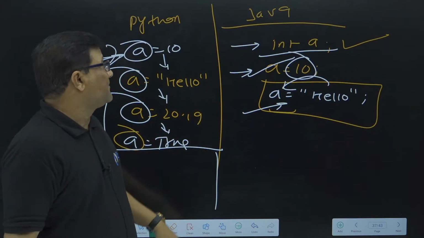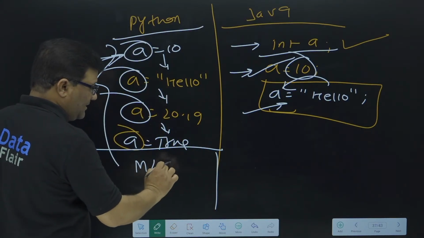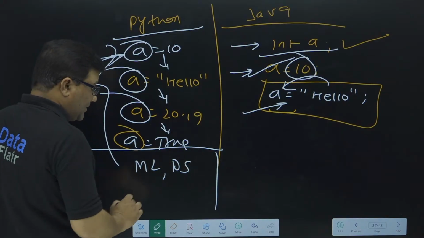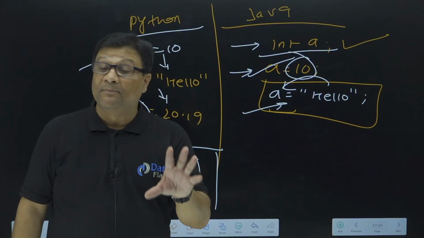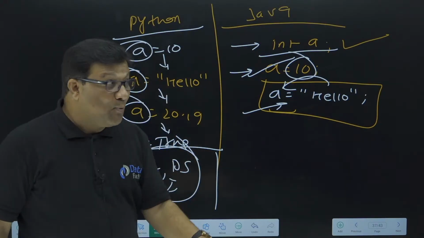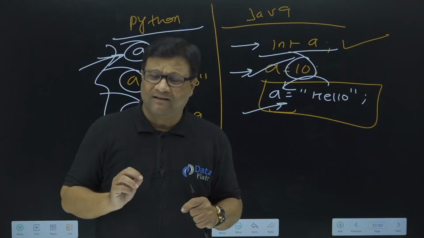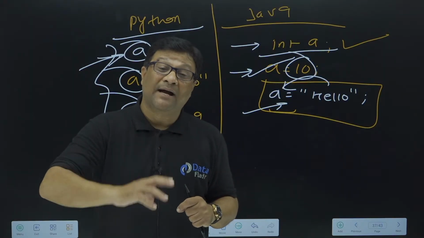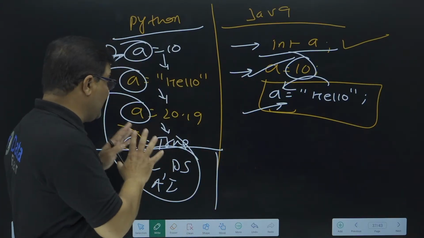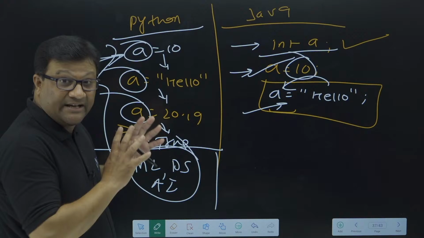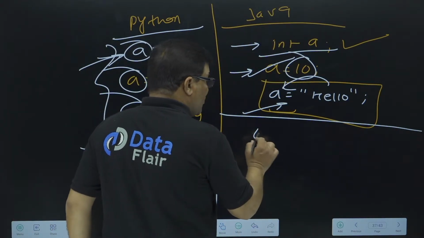Another important difference is that Python is mostly used in the market for machine learning applications, data science, and AI. So for ML, data science, and AI, Python is a suitable option. Why are these two languages the most popular? No doubt they are popular in their own areas. Python is popular for data science, machine learning, and AI applications, while Java is popular for e-commerce applications.